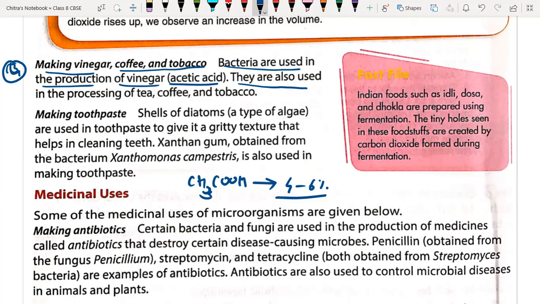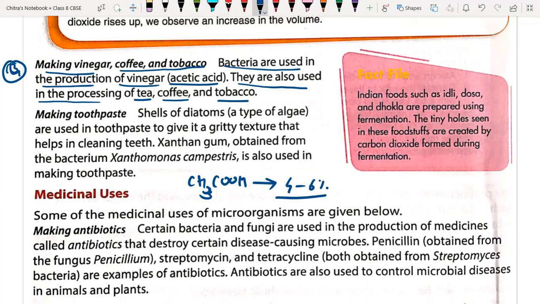They are also used in processing tea, coffee, and tobacco. Tea, coffee, and tobacco contain many drugs. So in order to remove most of the drugs from the tobacco, coffee, and tea, we use microorganisms. We treat these with the help of microorganisms. And removing caffeine from coffee is called decaffeination.